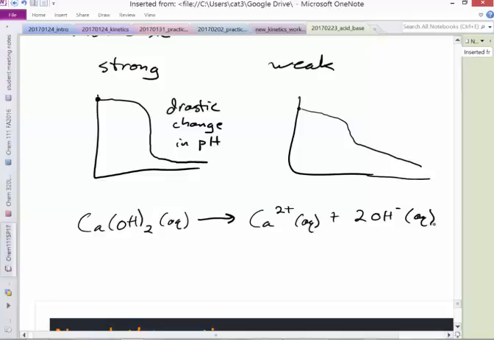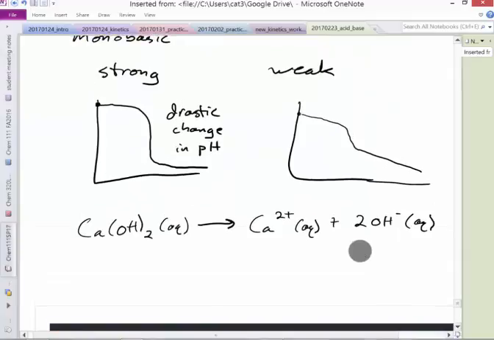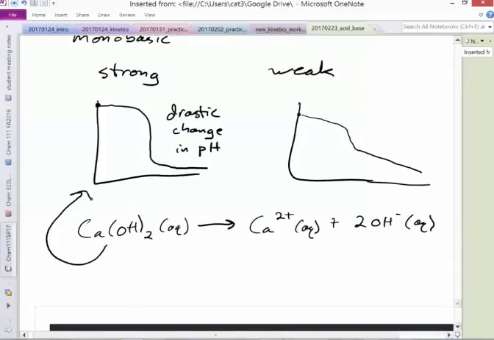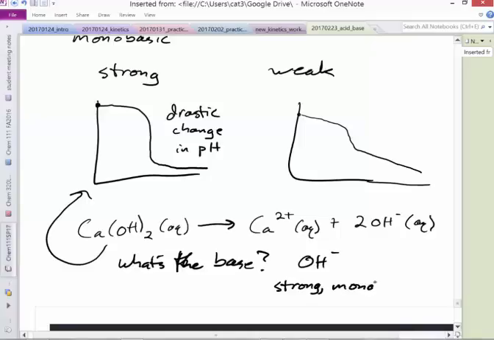So what's the titration curve expected to look like for calcium hydroxide? Well, kind of like that. Strong, monobasic. What's the base? OH minus. Strong, monobasic.